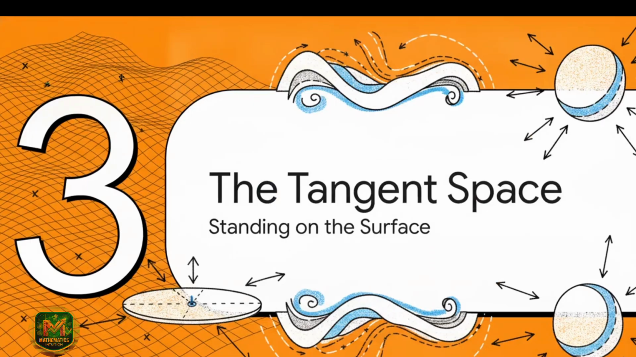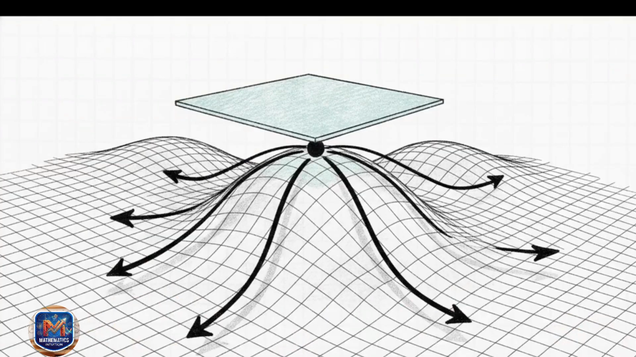Which brings us to part 3, the tangent space, standing on the surface. So, we've built our maps, but what does it actually mean to stand at a specific coordinate on that map?